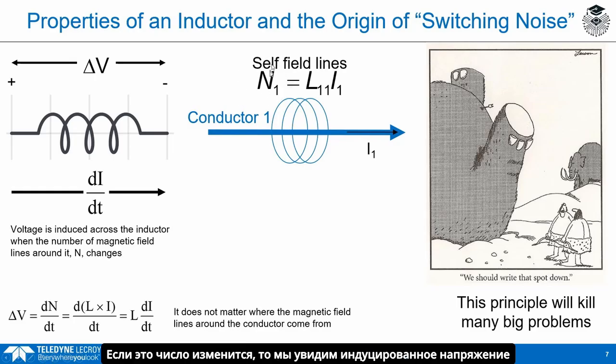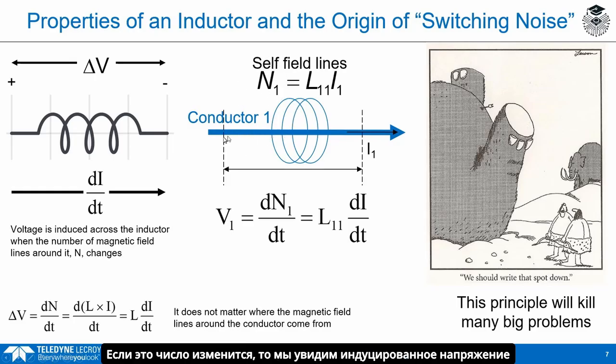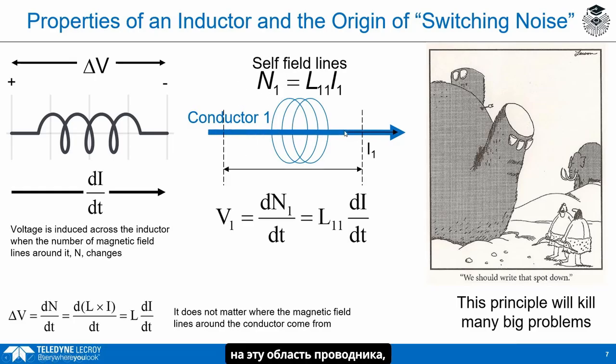If this number ever changes, then we're going to get a voltage induced. So if you look in this region of the conductor, we're going to get a voltage across this region of the conductor from one end to the other. That's related to how fast those rings of field lines change. And again, it's about the dI/dt. And so we see that once again, the voltage across that inductor is due to the self-inductance of the path times the dI/dt. And you notice that we only get the voltage across the conductor when we have changing current.